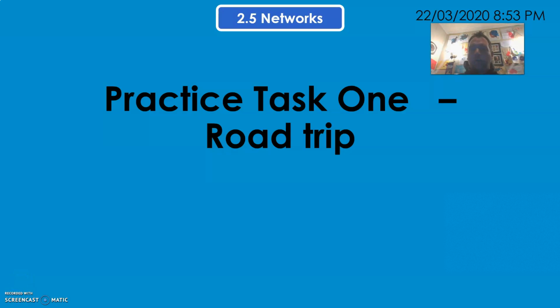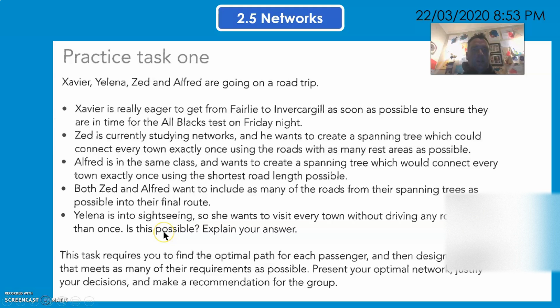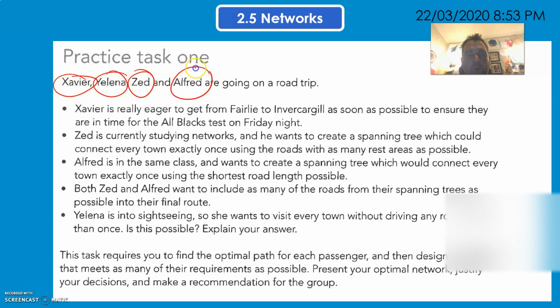Okay guys, I thought I'd go through practice task 1, the road trip, which is going to be vaguely familiar from one of the other tasks that we had a look at. So let's take a look. Okay, so practice task 1, Xavier, Yelda, Zed and Alfred are going on a road trip. So you'll notice that there are 1, 2, 3, 4 different people.